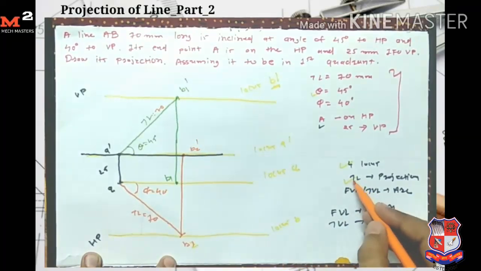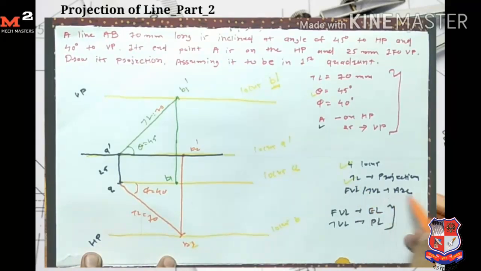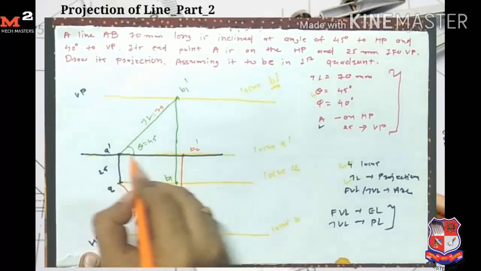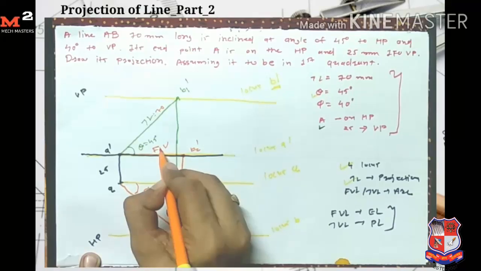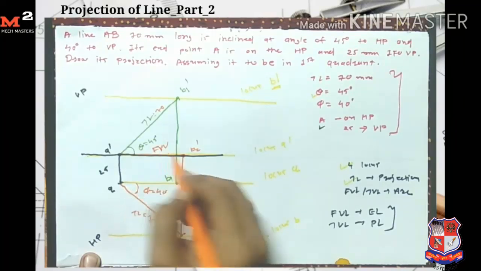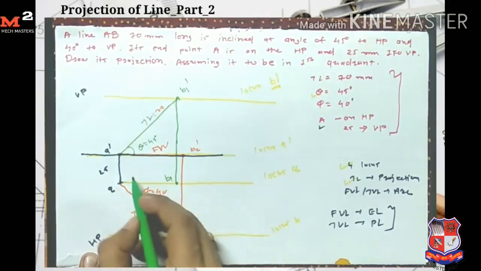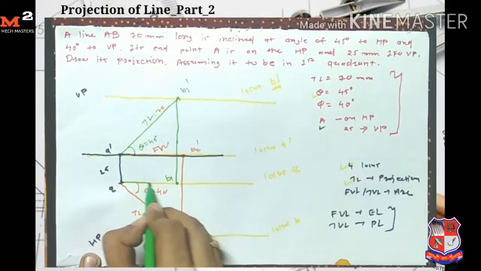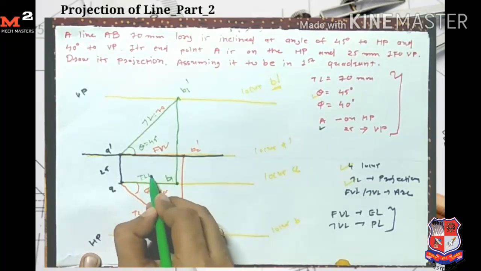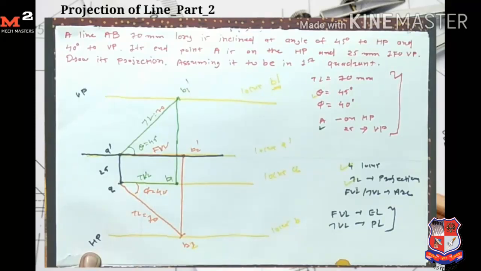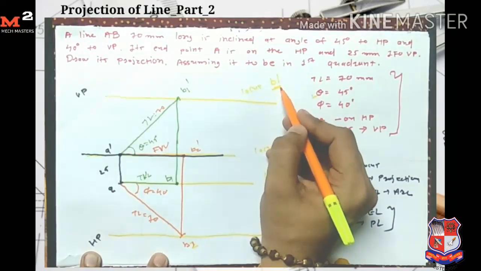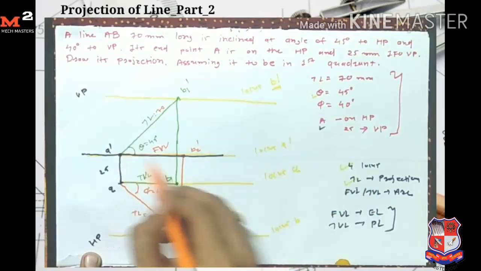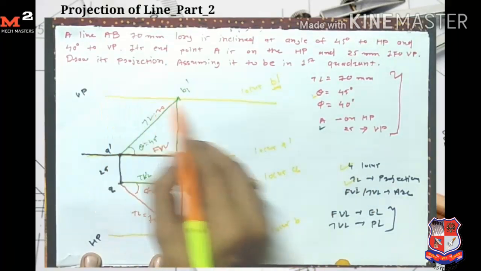Now I get the true length. From the front view and top view lengths I draw the arc. Here the line A dash B2 dash is my front view length, and the line A B1 is my top view length. From the A dash point, to get the B dash point, I have two conditions. Its length is equal to A dash B2 dash, and I get the point B dash on this line.